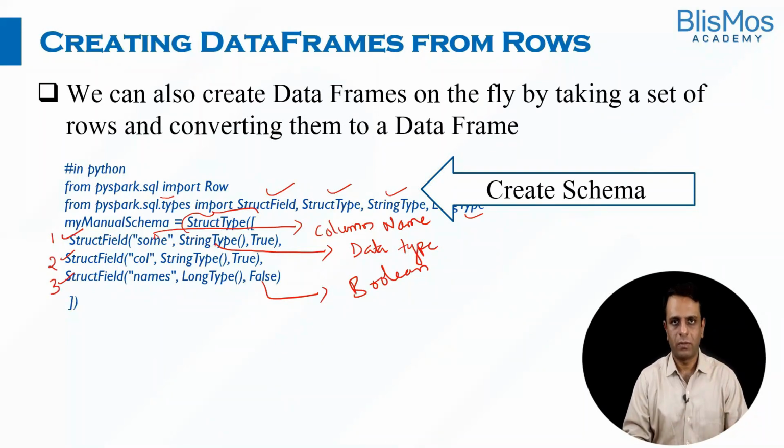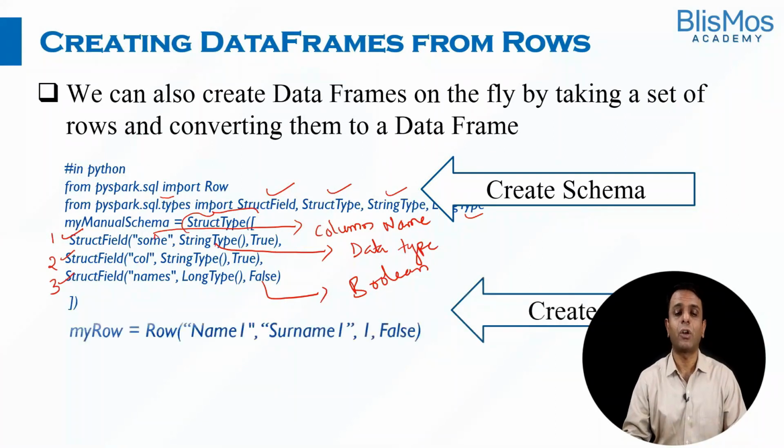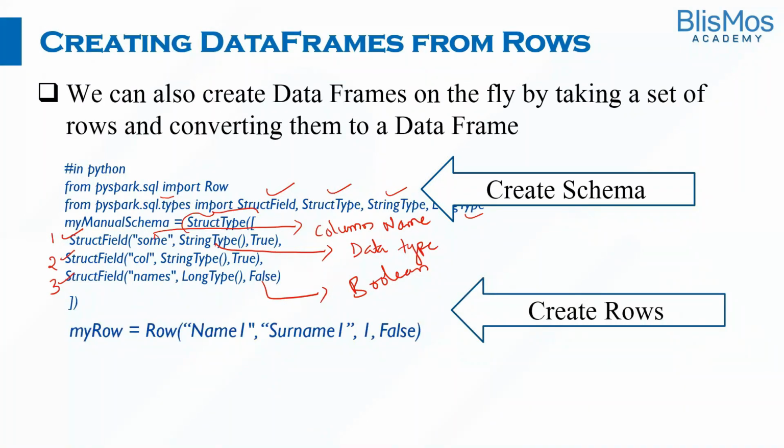We created a schema. What do we need to do now? The next thing is, you have to create the rows. Depending upon how many rows you want to convert into a data frame, you have to create that many rows. In this case, we are trying to use only one row.